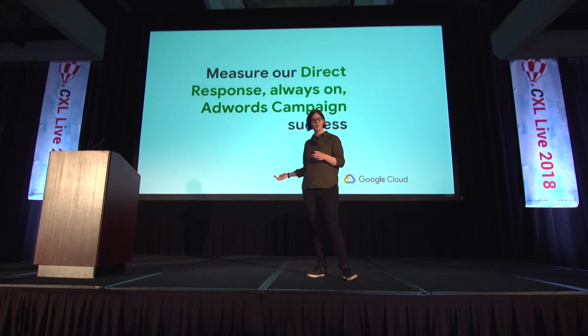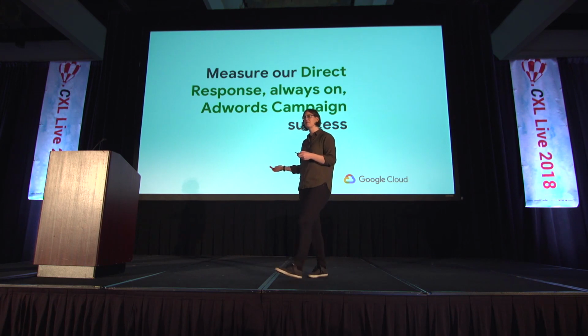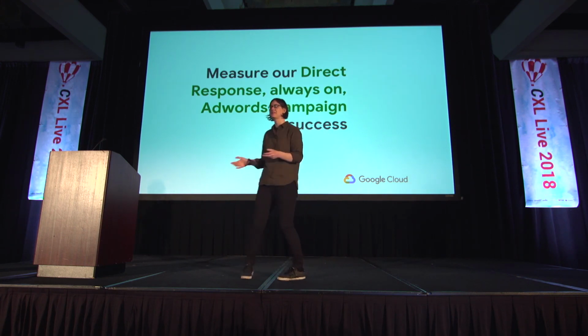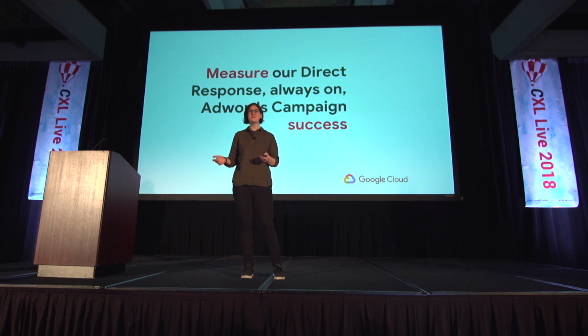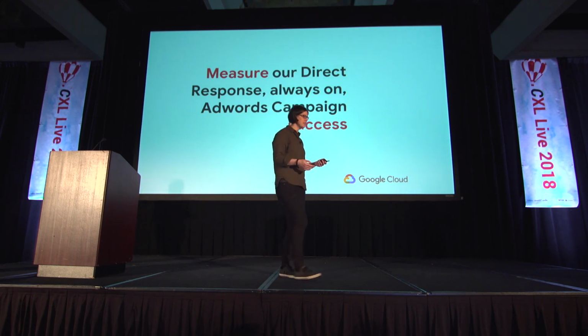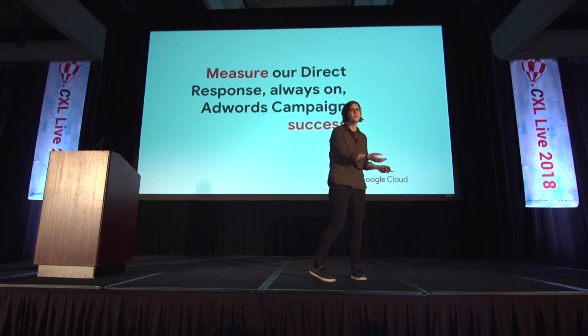So we changed it to be measure our direct response, always-on AdWords campaign success. Fantastic. But what does success actually mean? I mean, if we just see success as something that's a cost per trial, that's simple. We can just use cost per trial. There isn't much point to actually use machine learning. It doesn't add any value. So we went away and we talked to the different teams that ran paid media, and we tried to figure out where they actually had a problem that could be solved.